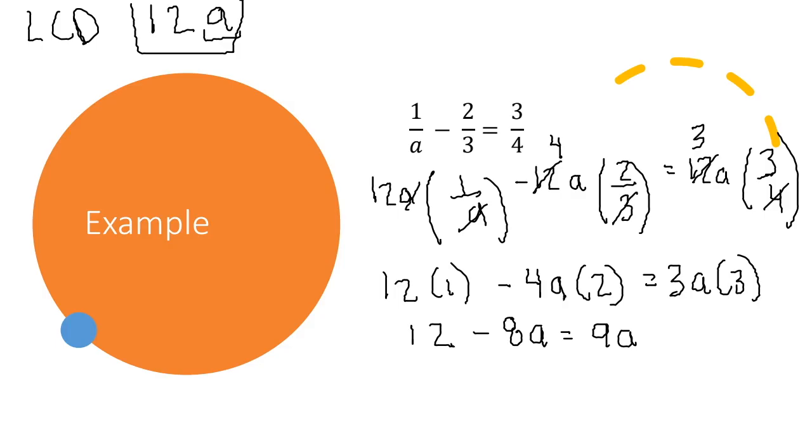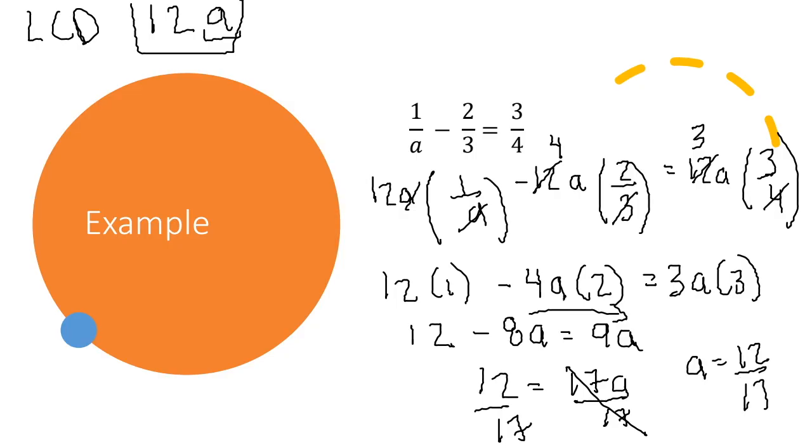So let's bring my 8a this way. So I get 12 is equal to 17a. And my last step to get this a by itself is to divide both sides by 17. So my answer is 12 over 17, or I will also accept 0.71 as my answer.